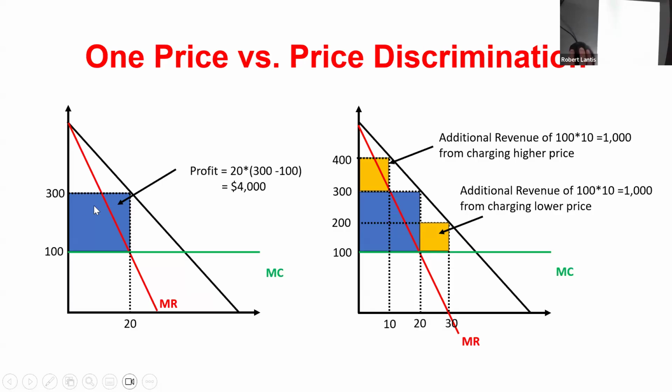So we have the same profits as before from these first 20 units, but we've gained some additional profits from those first 10 people we sold to, and we've gained some additional profits from selling to 10 additional people over here. Okay, so we now have profits of 4,000 plus 2,000, or 6,000. Okay.